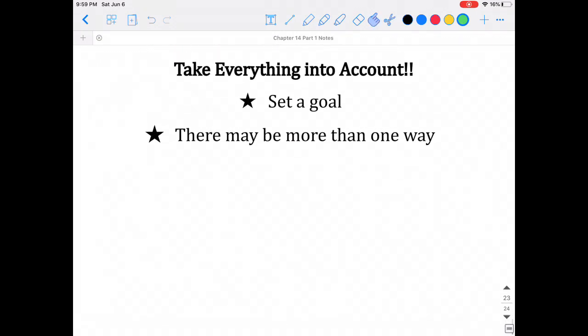And the last thing that I want to say for this section is I know it's tricky when you're solving these problems, but make sure that you take everything into account when you're looking at these problems. I like to start by setting a goal. It makes it easier to see what exact point you're trying to reach, and always remember that there may be more than one way to solve these problems. So try not to get frustrated. It might take a lot of practice and trial and error to really get to understand and get better at solving these problems in a timely fashion.